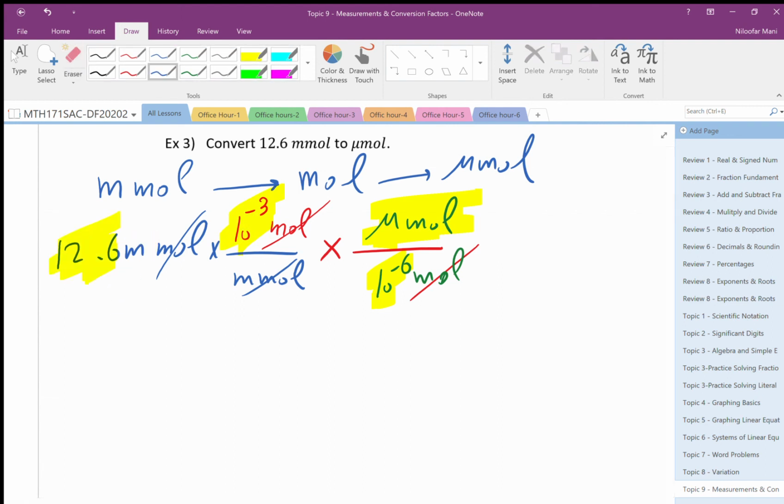Remember, the one that I have and I want to cancel, I write it down, like millimole. The one that I don't have and I want to bring, I write it up. But in the middle, I see I have mole up, so the next time I write mole down, which is here. Okay?